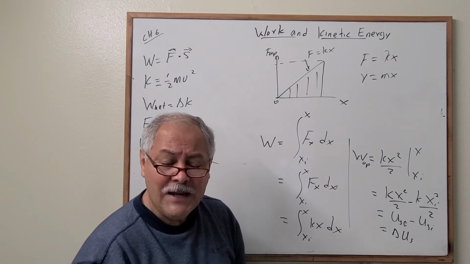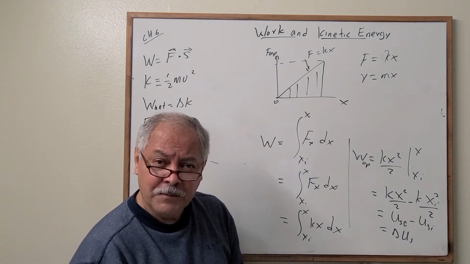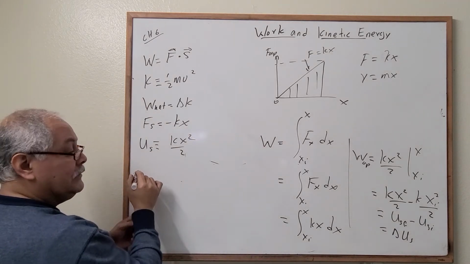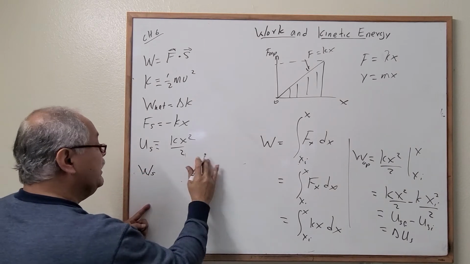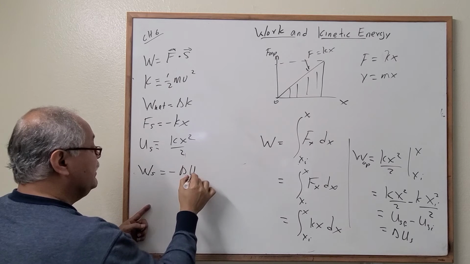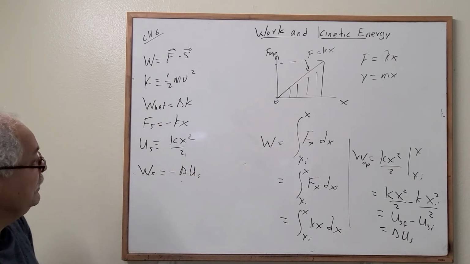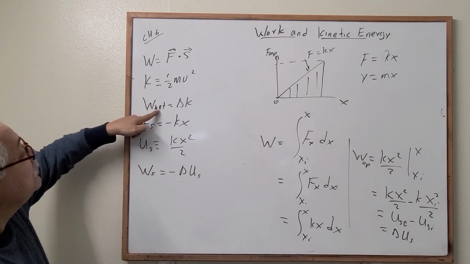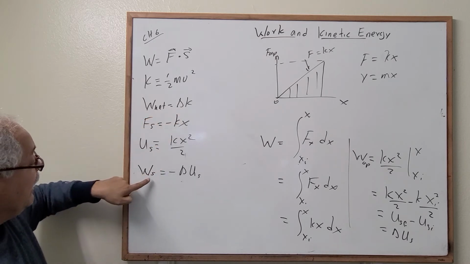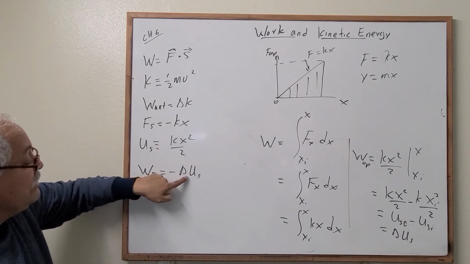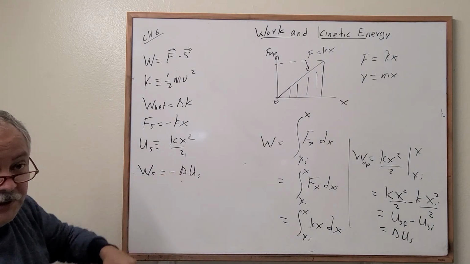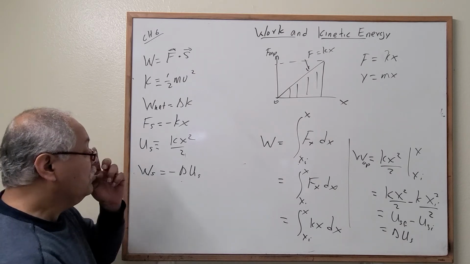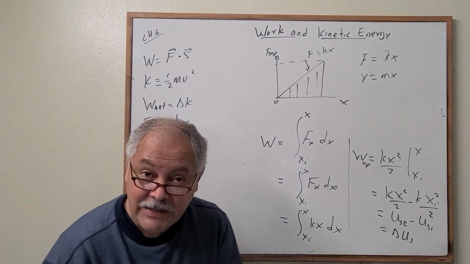What should be the work done by the spring? Using the action-reaction law, it's going to be negative, correct? So then the work done by the spring is equal to negative the change in the elastic potential energy. And you can see they have the same form: the net work is the change in kinetic energy, and the work done by the spring is negative change in elastic potential energy. Correct? Okay, perfect.